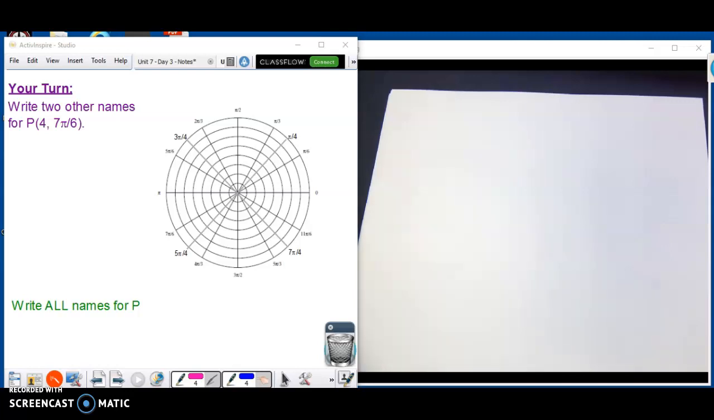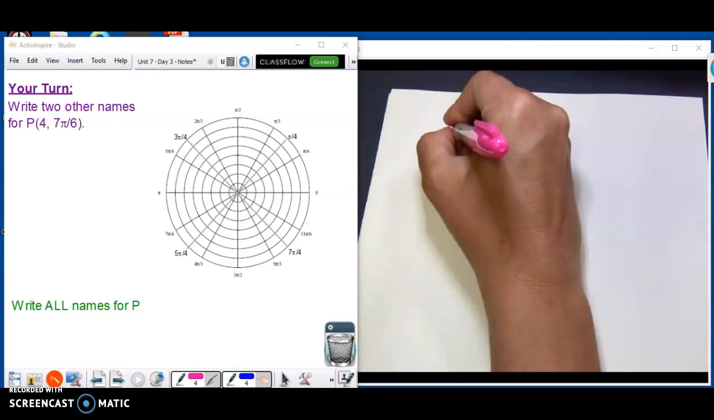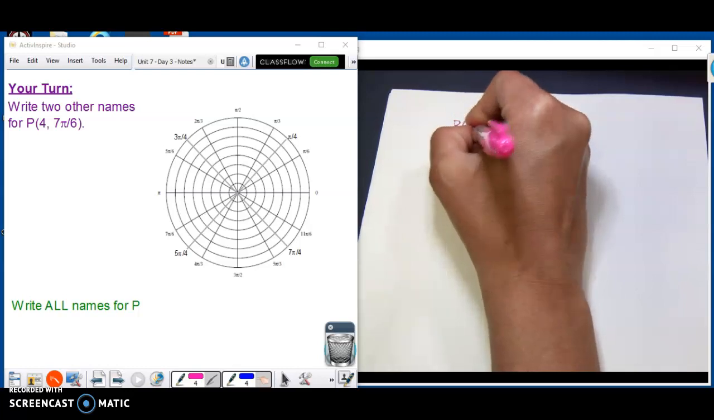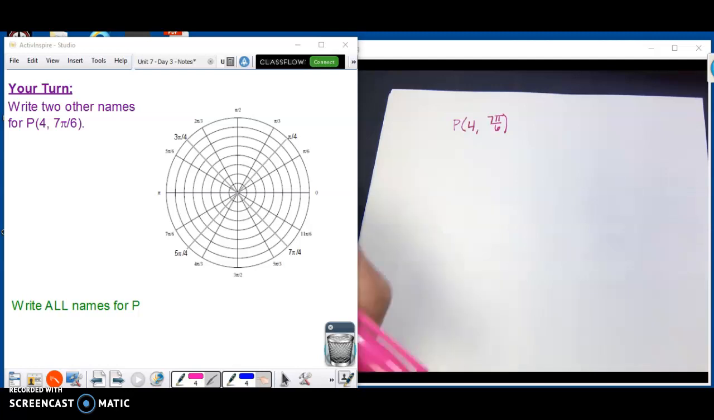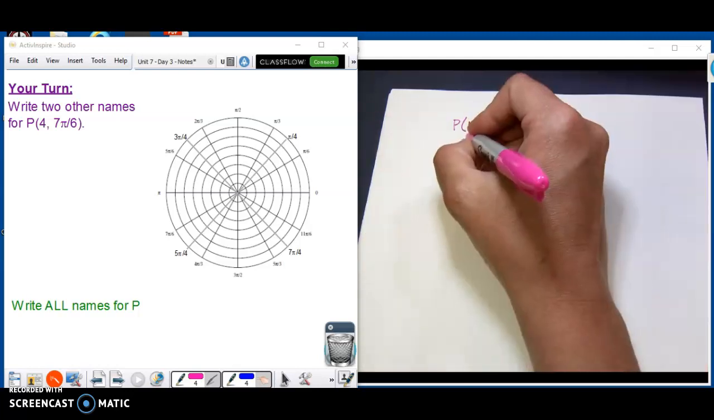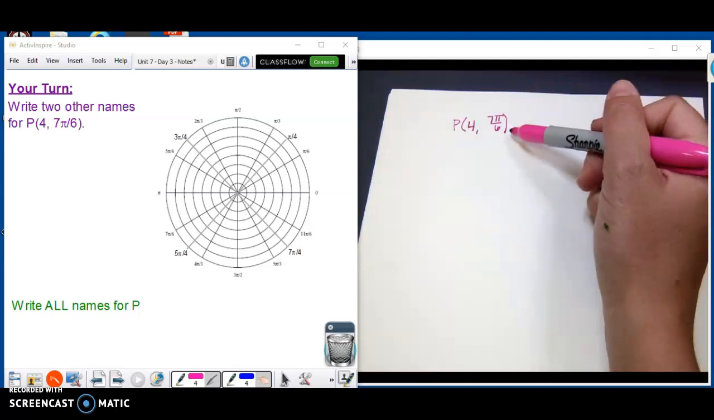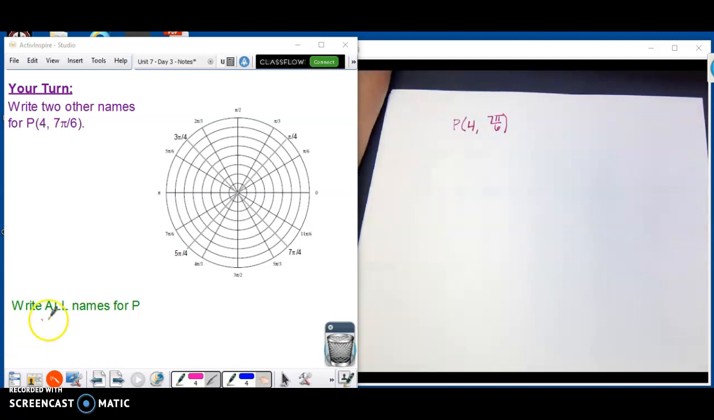Next one is just a problem similar to the last one that we did. So we are working with the point (4, 7π/6). Once again, this is a polar point, not a rectangular. So the 4 is our radius, the 7π/6 is our angle. So if we want to just graph the point, 7π/6 is here. For the 4, we're going to go from our pole and count 1, 2, 3, 4 spaces. So our point is right there.